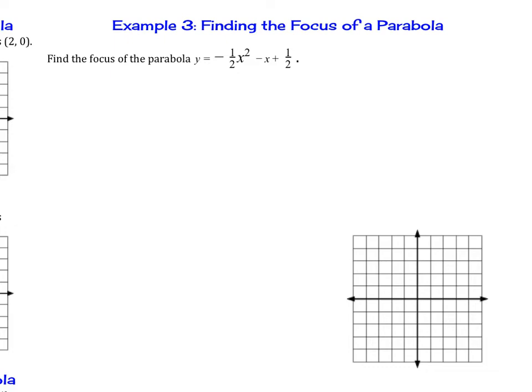So example 3, we're trying to find the focus of a parabola, and we're looking at y equals negative 1/2 x squared minus x plus a half. So what we're going to do is solve using completing the square.